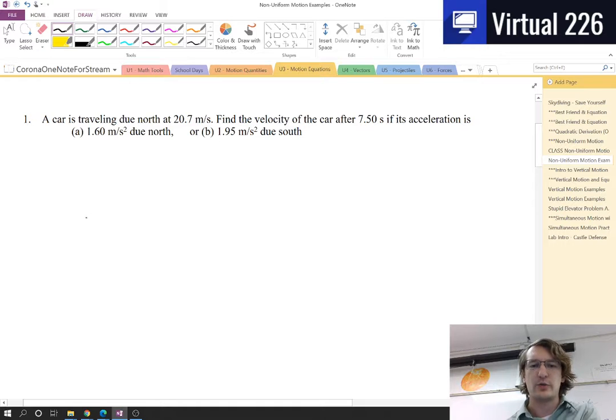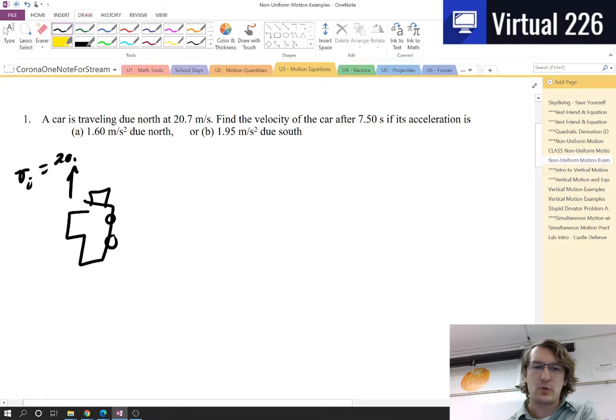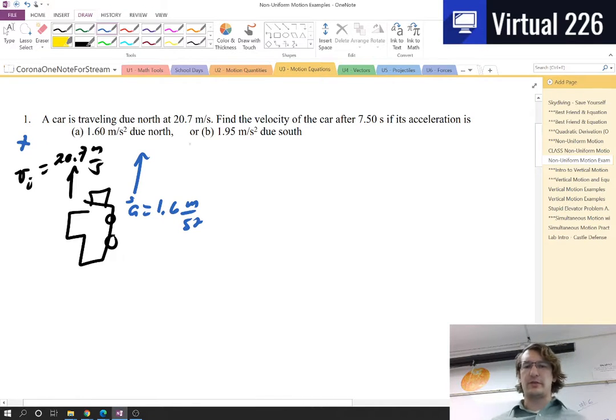So let's just draw a quick little picture here. Here's a car. And it's traveling due north at some initial velocity of 20.7 meters per second. Now, we also know in part A, it is accelerating at 1.6 meters per second squared, also due north. If we're calling 20.7 positive, then north is our positive direction here. So this acceleration will be positive. And it's traveling for a time of 7.5 seconds.